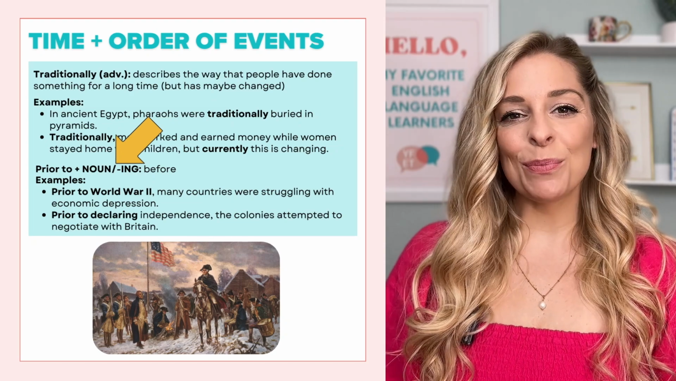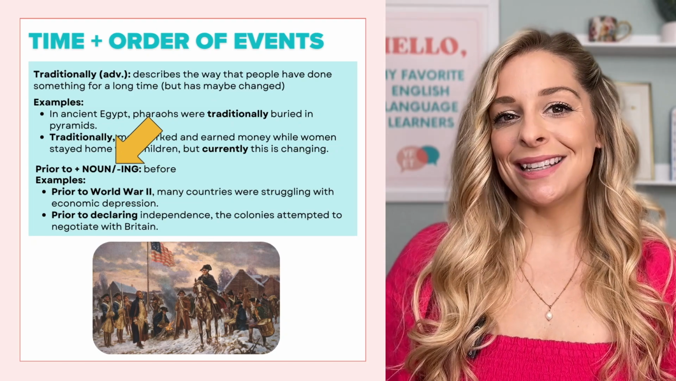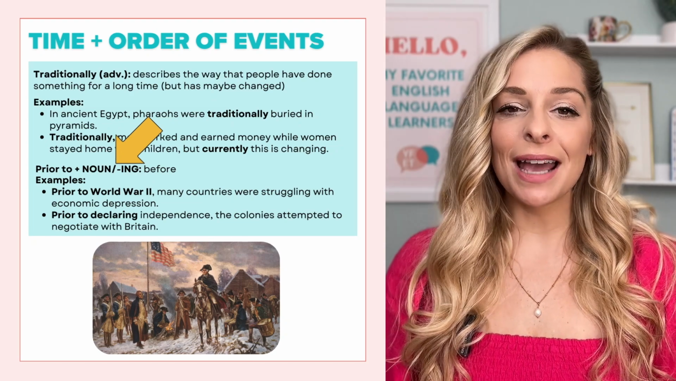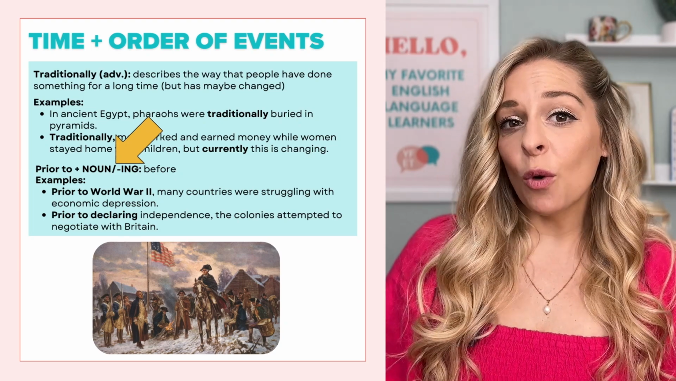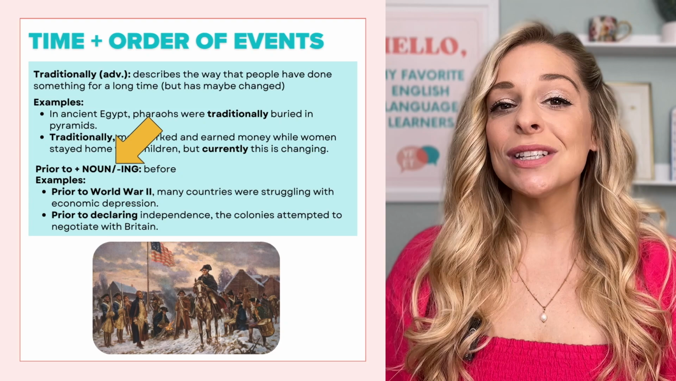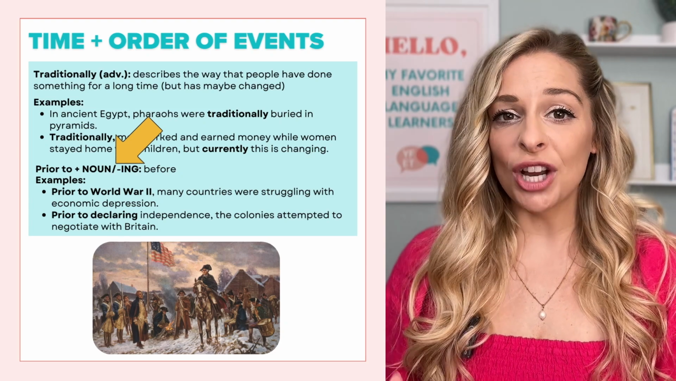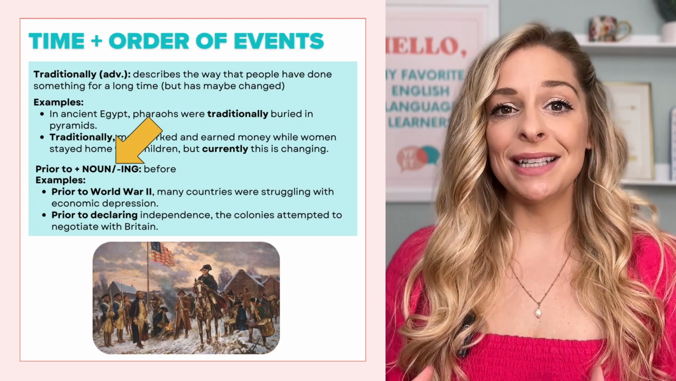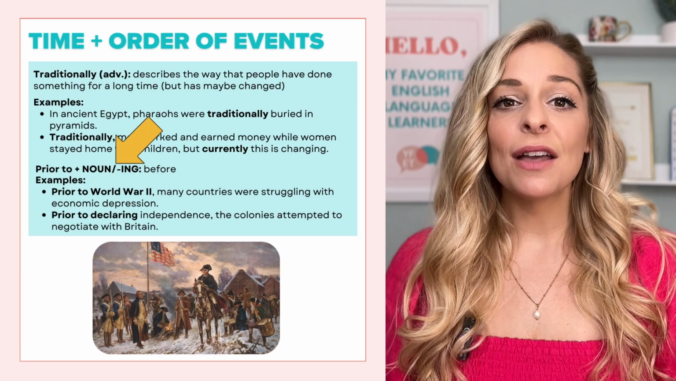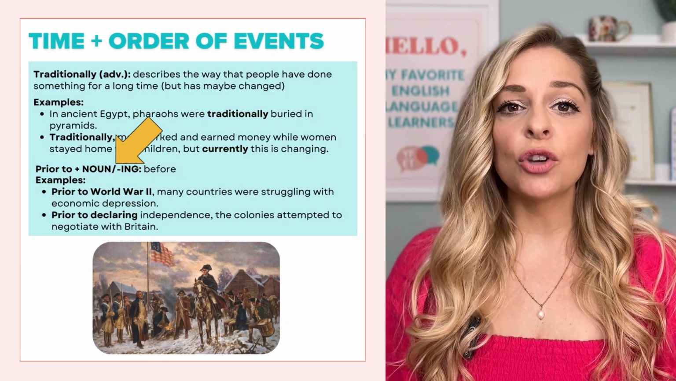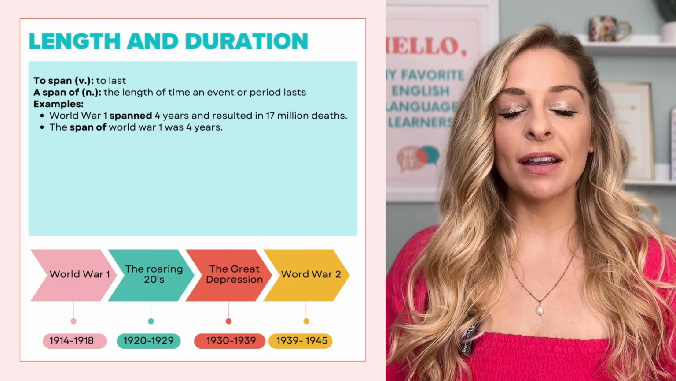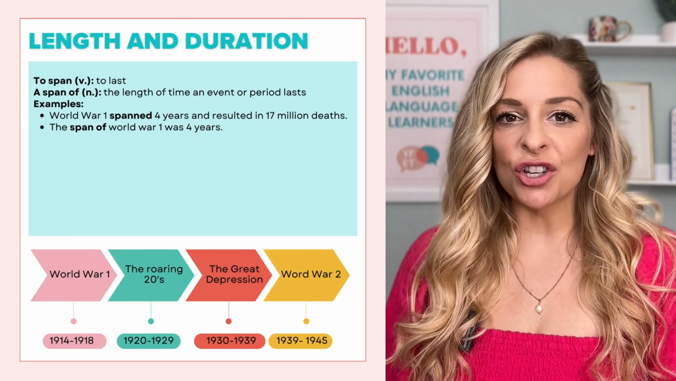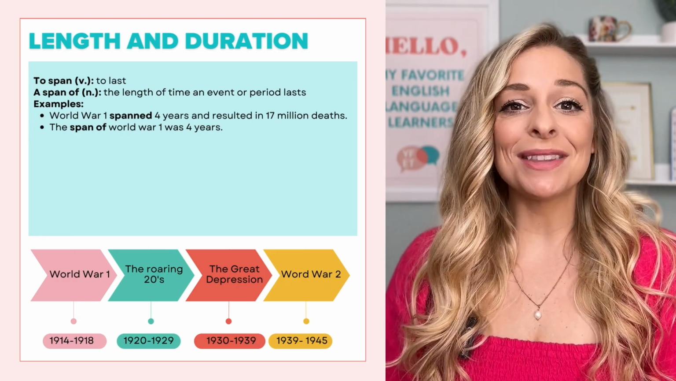Or in another example, prior to declaring independence, the colonies attempted to negotiate with Britain. Prior to or before declaring, notice that ing, that's the gerund form. Prior to declaring independence, the colonies attempted to negotiate with Britain. Makes sense, right? Okay, let's move on to talking about length and duration, or how long something lasts.